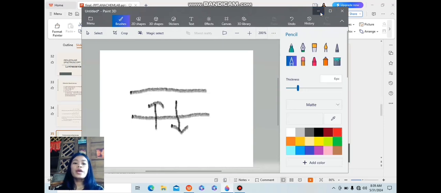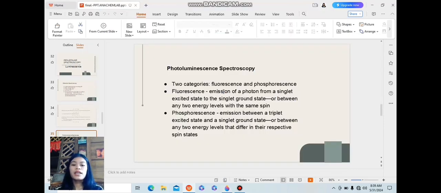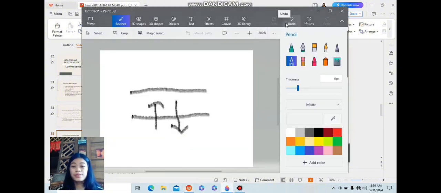So in fluorescence, it is the emission, the return of a photon from a singlet excited state to the singlet ground state. If an analyte absorbs ultraviolet, one of its valence electrons jumps from the singlet ground state to an excited state.